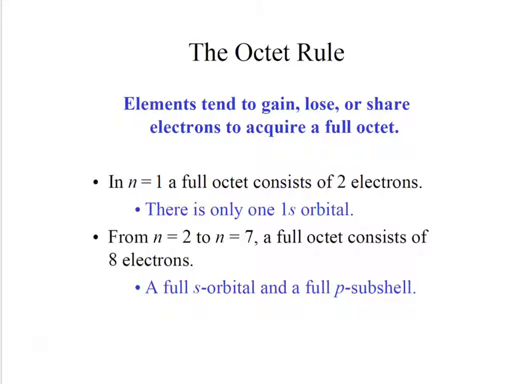Expanded and reduced octets are exceptions to the octet rule. Some of the elements from N equals 2 to N equals 6 can acquire fewer or more than 8 valence electrons, and we'll look at those in the next video.